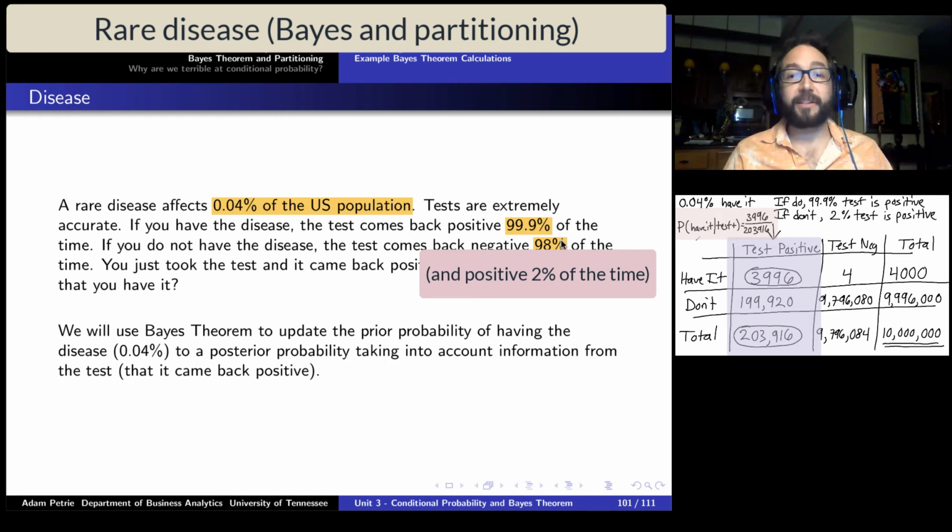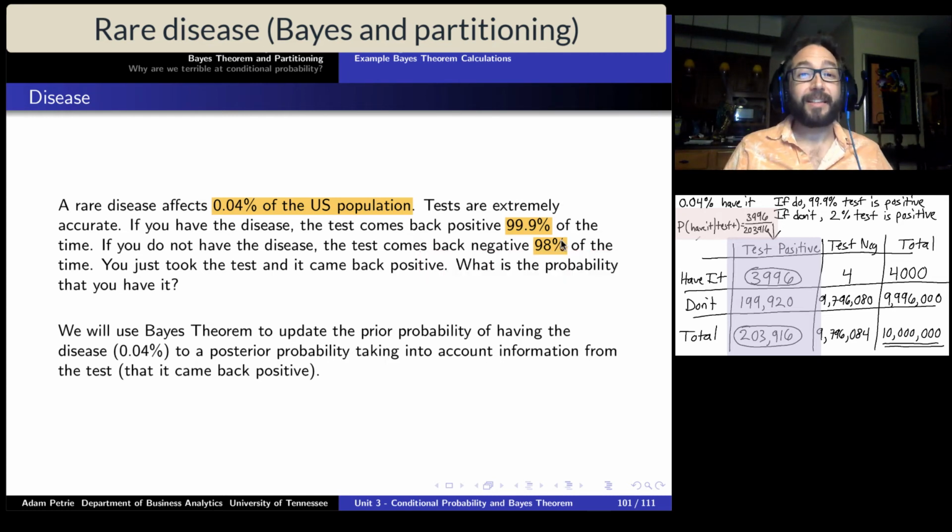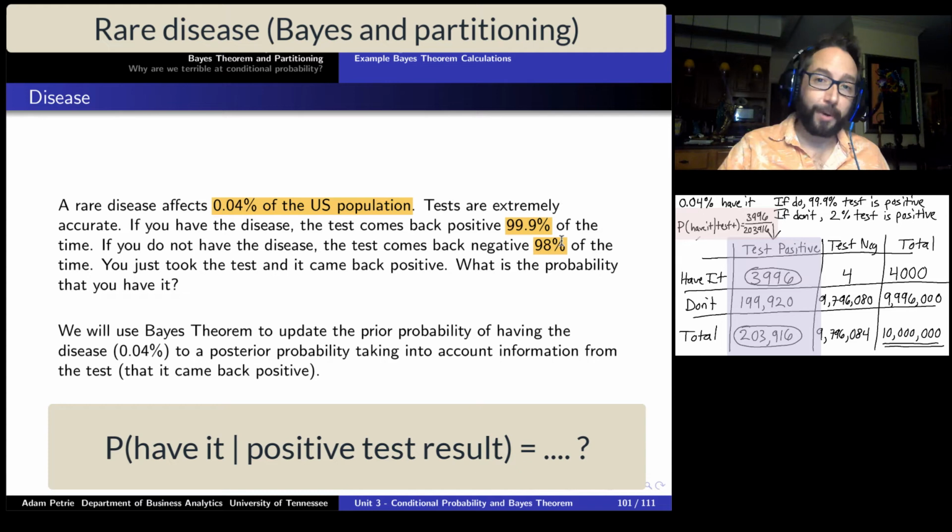Well, we went to the doctor, we got tested for this disease. The test came back positive. So on the surface, really bad news, but the question was, given this positive test result, what's really the probability that we have the disease? We know the answer is actually still pretty small from the table approach.